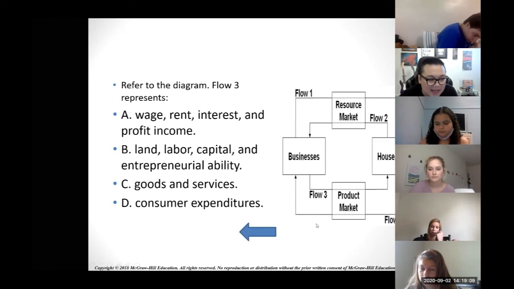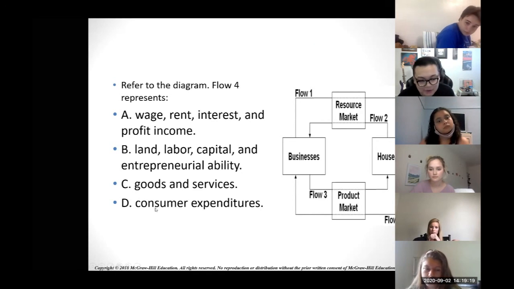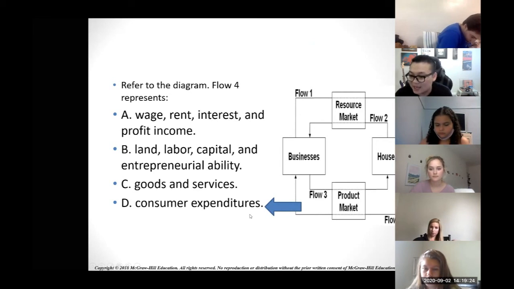Okay, and that leaves us our last flow. Flow 4 is how the customer, the household, pays for the products and services from the business, and what we have left is only D, the consumer expenditure. Okay, you guys understand?